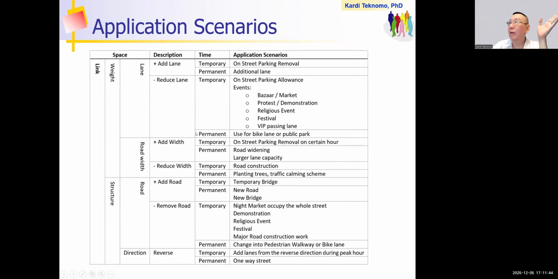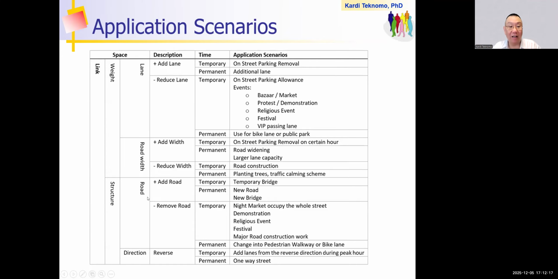Or you can reduce the lane permanently. This is reduction of the lane for the car or bus, other vehicles, but you may use this lane for a bike lane, for example, or for public park, or for pedestrians. Similarly, you can also do it based on road width, rather than the lane.